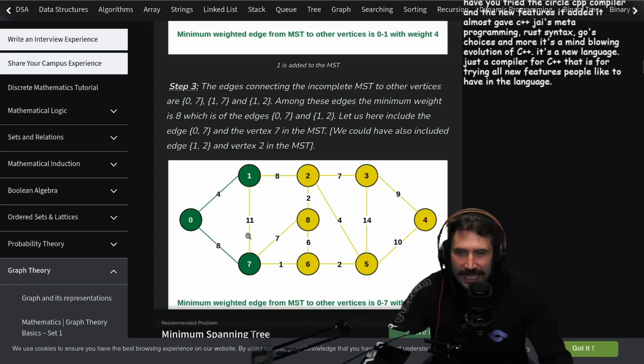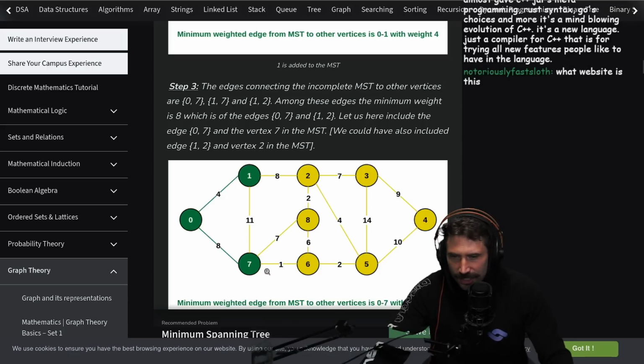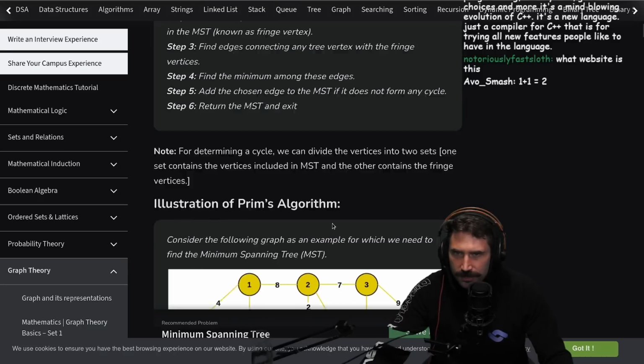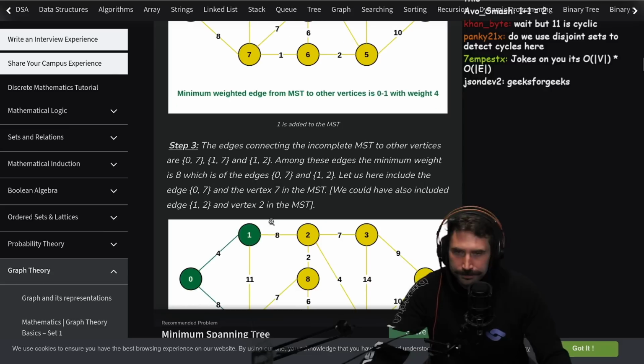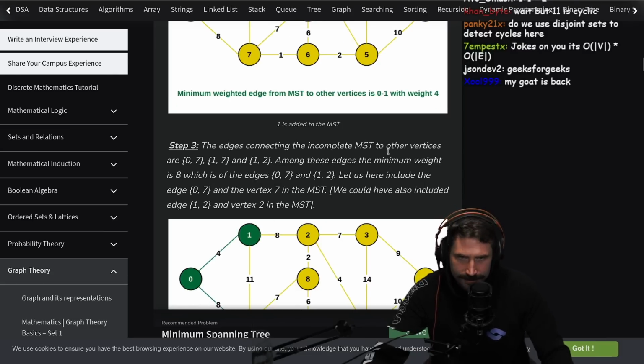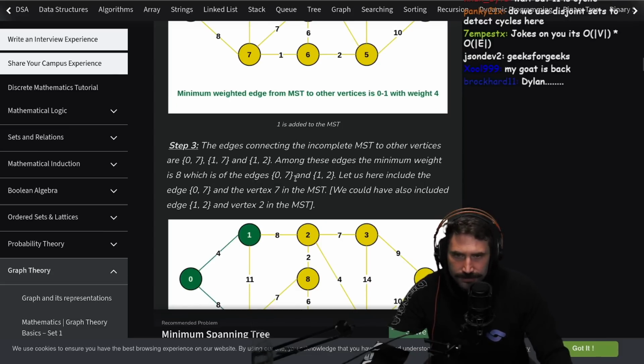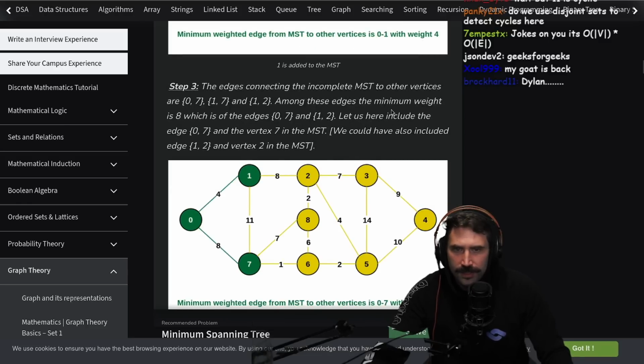Now this one's selected. Now we kind of have this problem right here, which is you now have an edge connected to 2, what do they call it? Fringe vertices. Okay, cool. Step 3, the edges connecting the incomplete MST to other vertices. Among these edges, the minimum weight is 8. Yes, it is. So this one would be the next one.